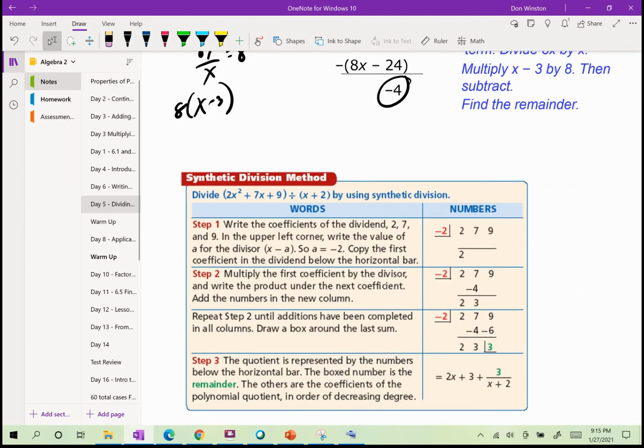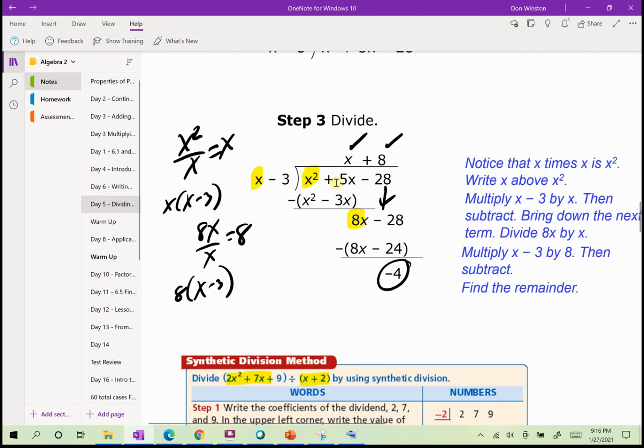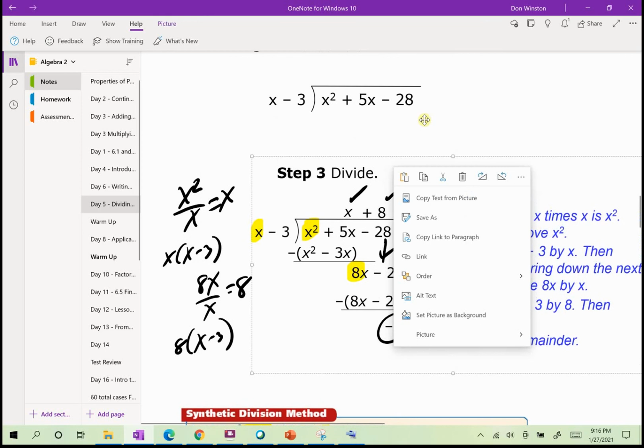So we have a polynomial 2x squared plus 7x plus 9, and we're going to divide that by x plus 2. So how do we do synthetic division? Well, I'm dividing by x plus 2. Oh, another thing I want you to notice here, because this is going to be very important. With this problem here, I started with x squared plus 5x minus 28, and then I divided it by x. My quotient, which is what's above the line there, will always be 1 degree less. So I started with x squared. If I divide by x, I get x. So the quotient is always 1 degree less.